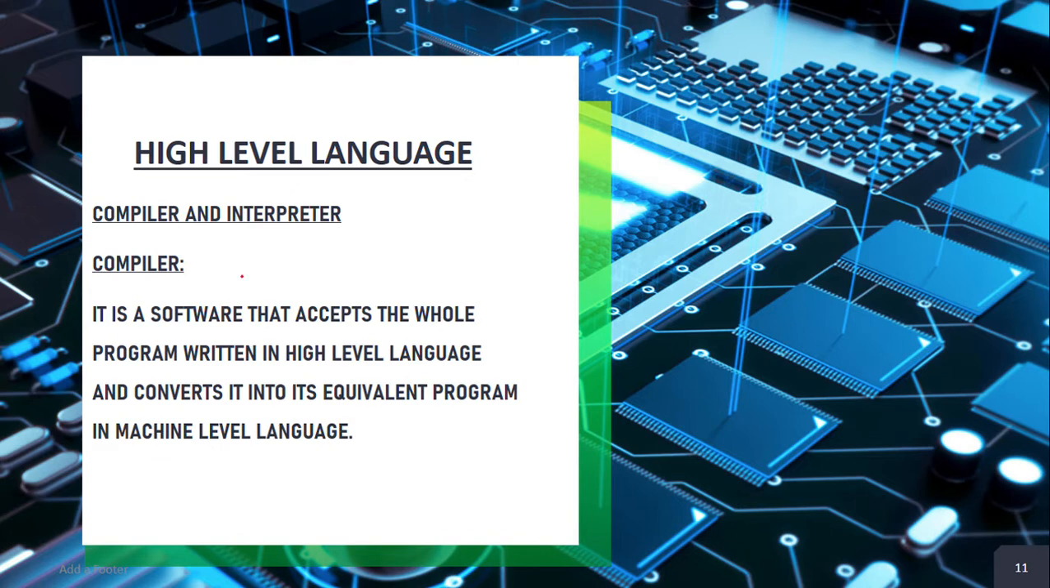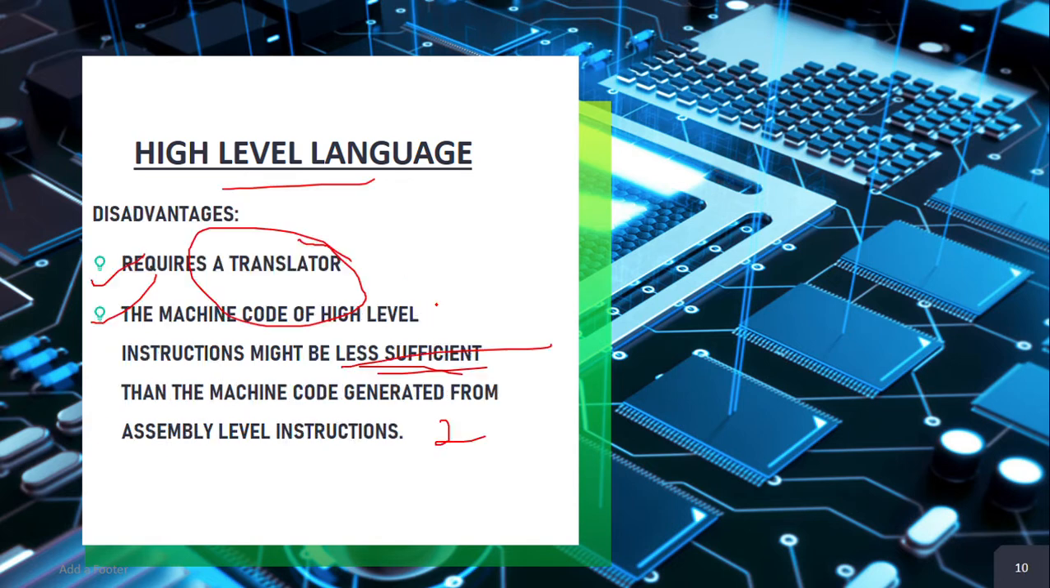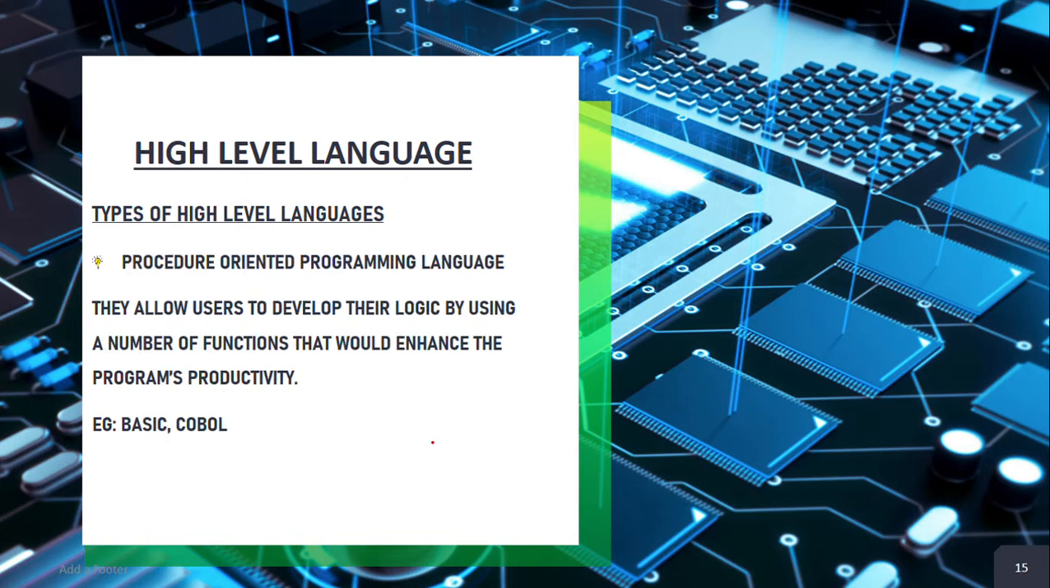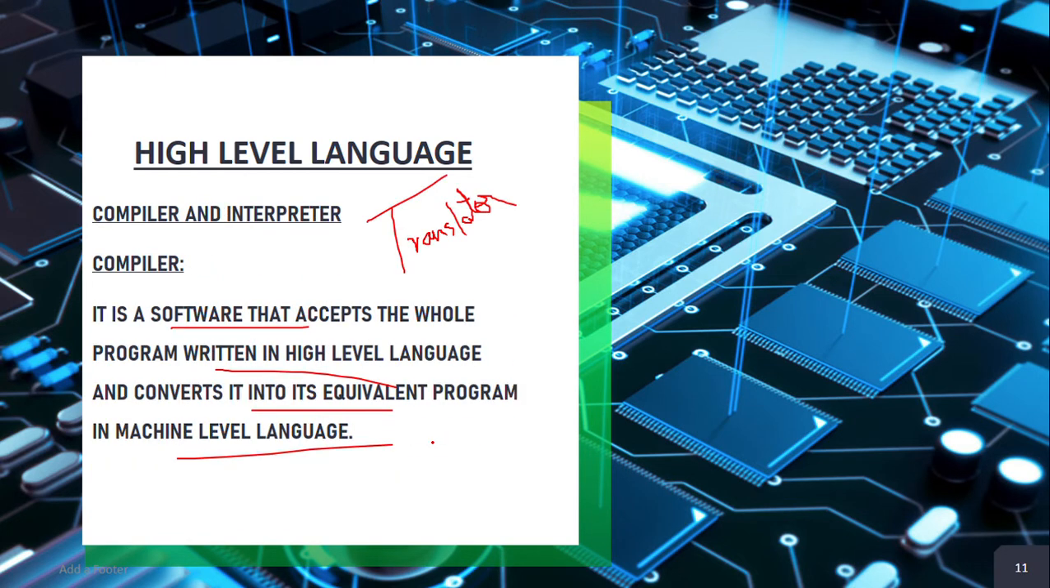Next, we said that we need a translator. Am I right? It requires a translator. So those 2 translators are the compiler and interpreter. Now let us know what is a compiler. It is software that accepts the whole program written in high level language and converts it into its equivalent program in machine level language. This we can understand simply.